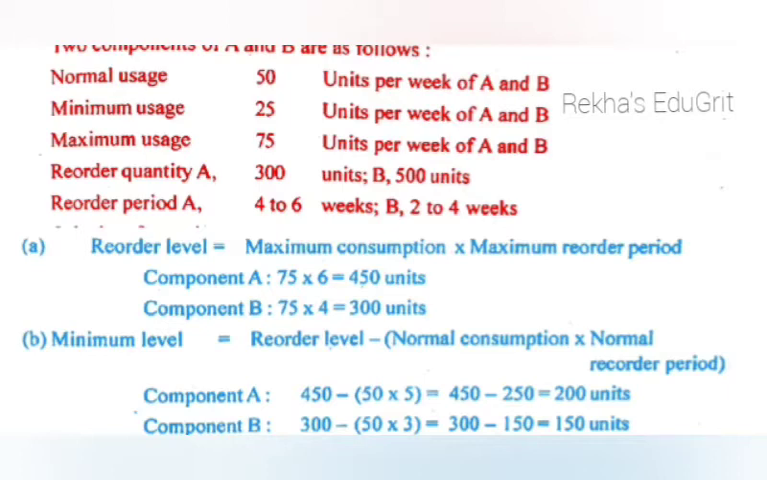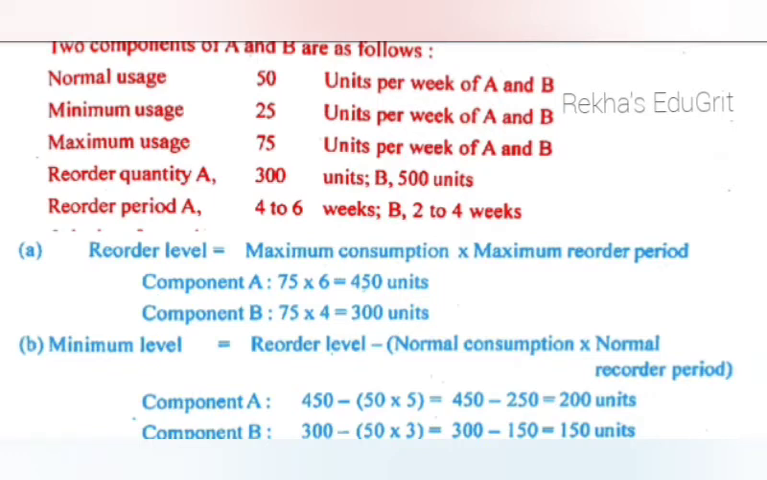Here the maximum consumption is 75 for both A and B, but the maximum reorder period is different. For A it is 6 weeks and for B it is 4 weeks. So we have to calculate each. For A, 75 into 6 we will get 450 units, and for B, 75 into 4 we will get 300 units.